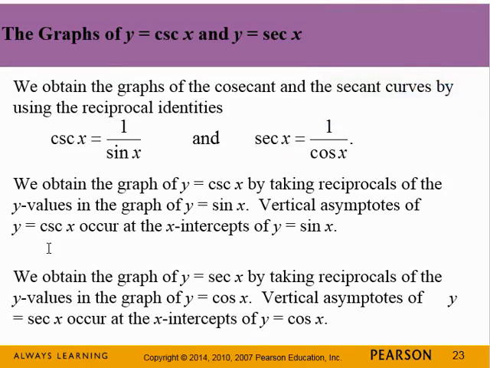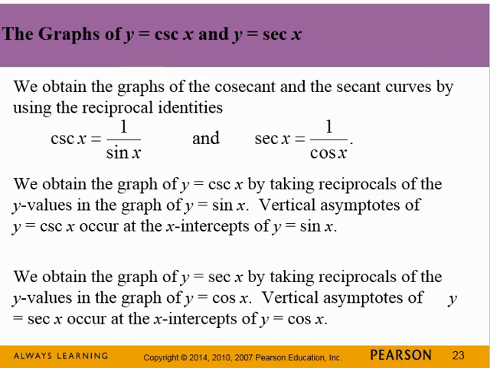So the graphs of cosecant and secant functions. We obtain these graphs or curves by using the reciprocal identities. So remember, cosecant is 1 over sine, and secant is 1 over cosine. We obtain the graph of cosecant by taking the reciprocals of your y values in the graph of sine. The vertical asymptotes of your cosecant occur at the x-intercepts of your sine. And with your secant, you take the reciprocals of the y values of your cosine, and your vertical asymptotes are your x-intercepts on that one too.